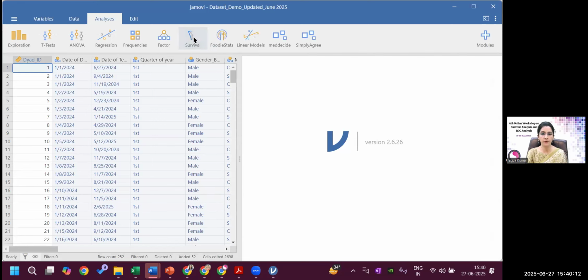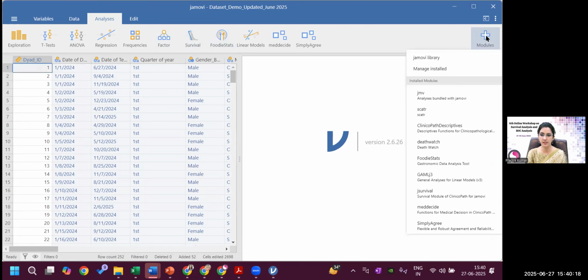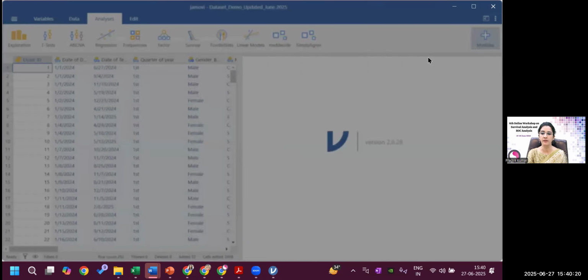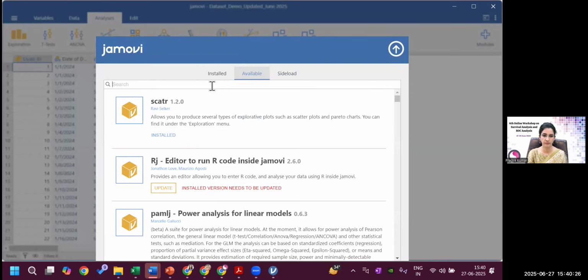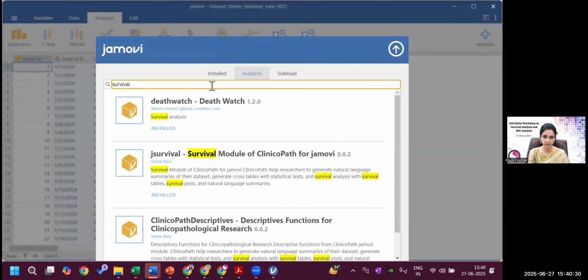So those of you who don't have this survival module, you go to this plus sign, click on this plus and go to JAMOVI library. And in JAMOVI library, you type survival. So I will type survival. When you type survival, you have got these two, Death Watch and the J Survival.